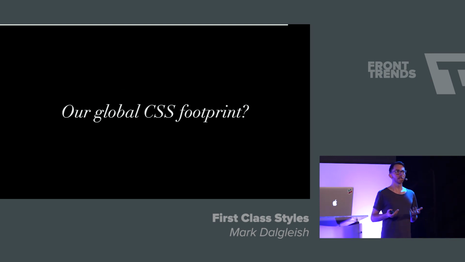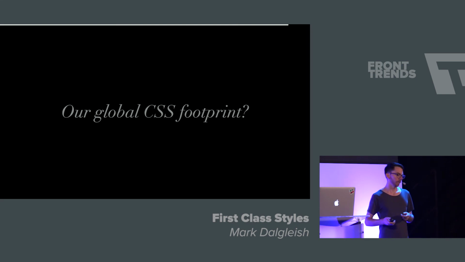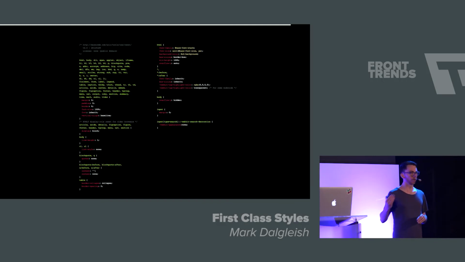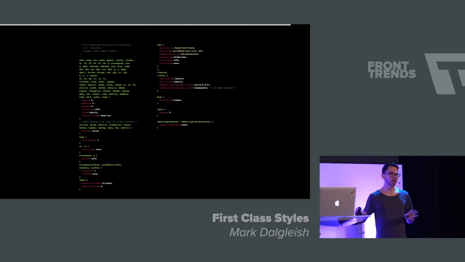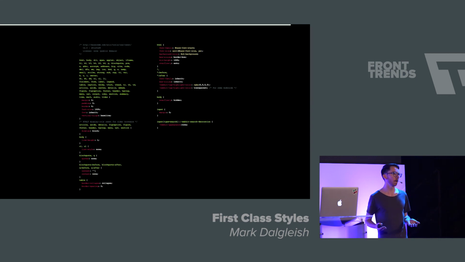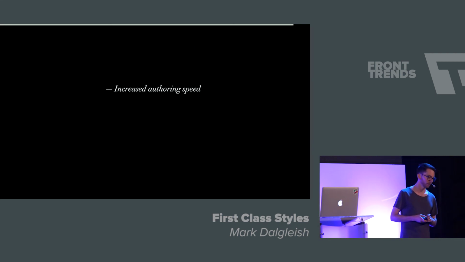But out of all of that, what is our global CSS footprint? How much CSS is global versus locally scoped? And this is the entirety of our global CSS. It's basically a CSS reset with a couple of our own tweaks on top. But every other CSS rule in our system is locally scoped to a component. And this has been massive for us to be able to maintain our application as it grows over time.